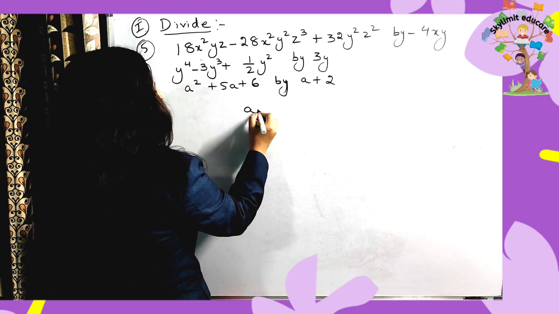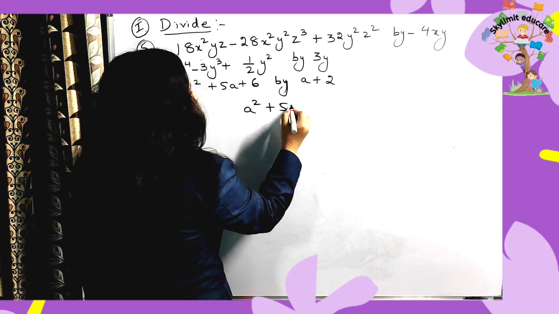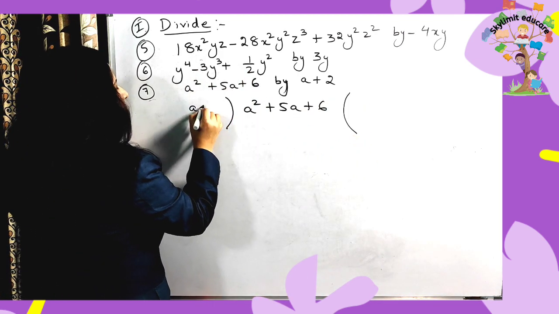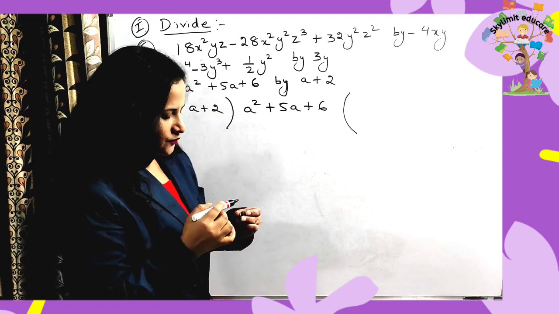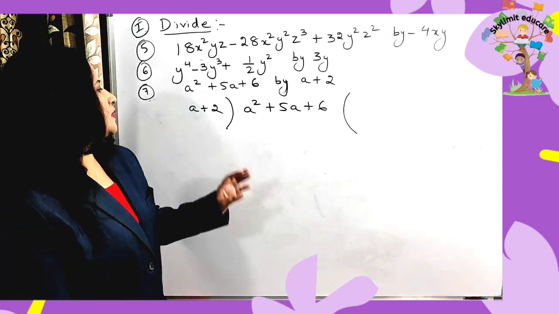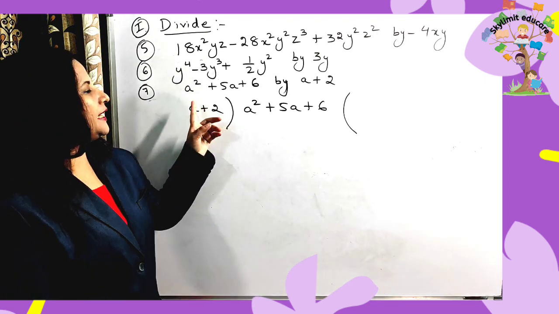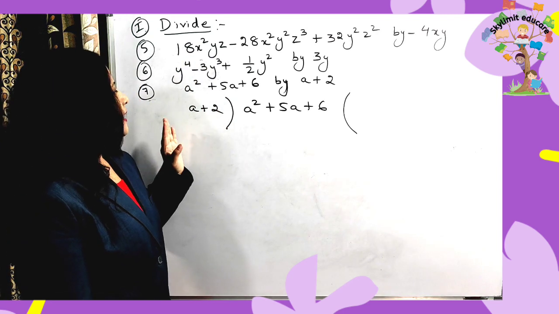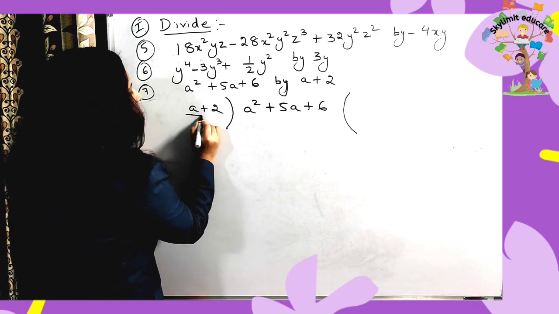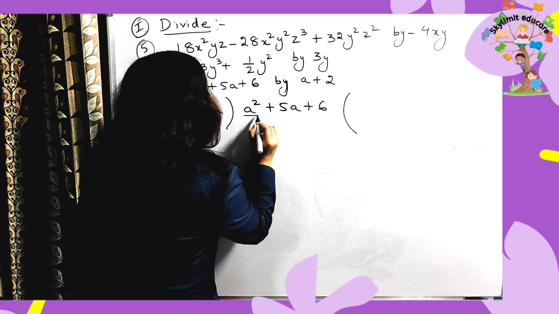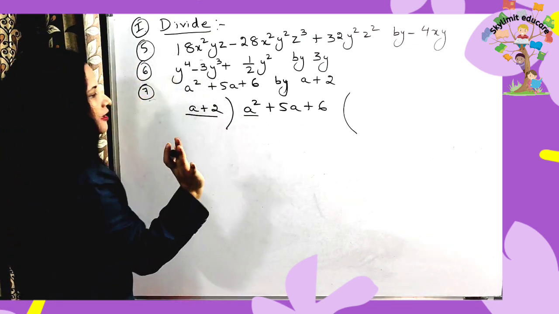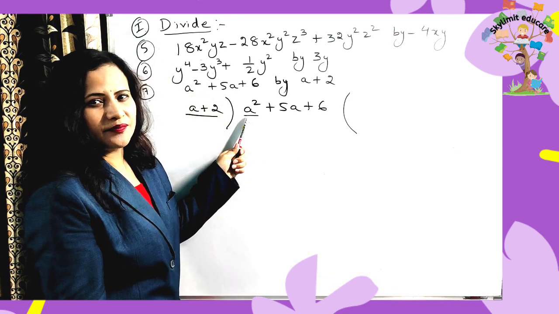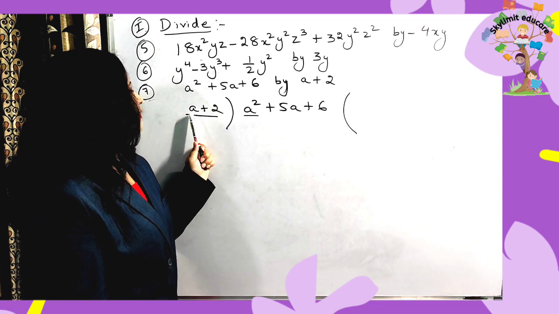Just see. The dividend is a square plus 5a plus 6 divided by a plus 2. This way you are going to write it. Remember it, okay? So now you are going to divide in this manner. When you are getting a polynomial divided by a polynomial, you will follow this method, right? It's very simple, you see. Now this is your divisor and this is your dividend. What is the first term? Focus on the first term of the dividend. First thing, focus on the first term. It is a square. And what is the first term of the divisor? A.